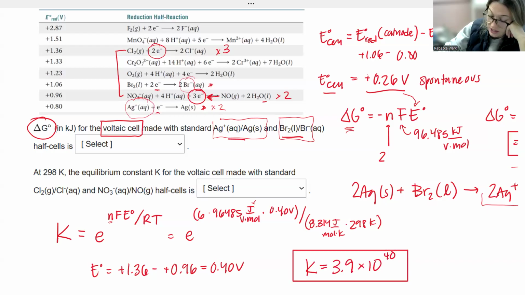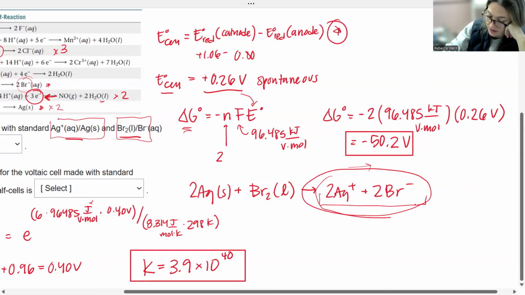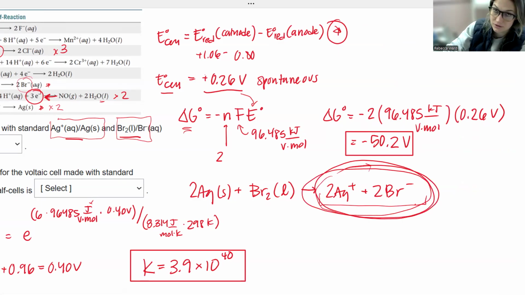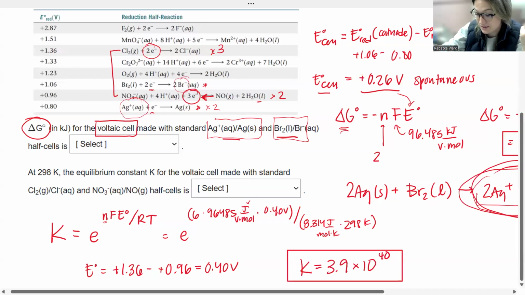So when we reach equilibrium, we have an insane amount of our Ag plus and Br minus. Like it's only those. We need to make a lot of these to reach equilibrium. And that makes sense. It's a voltaic cell, it's spontaneous. We're going to really, really favor those products.